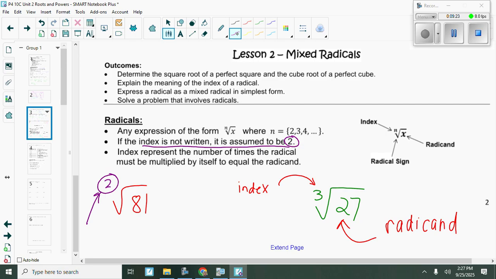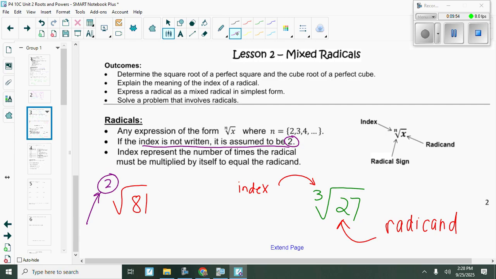What this root symbol means is that we're trying to figure out how many times something gets multiplied by itself, and we're undoing that process. We'll find out more about this stuff. So the index represents the number of times the radicand must be multiplied by itself to equal the radicand.